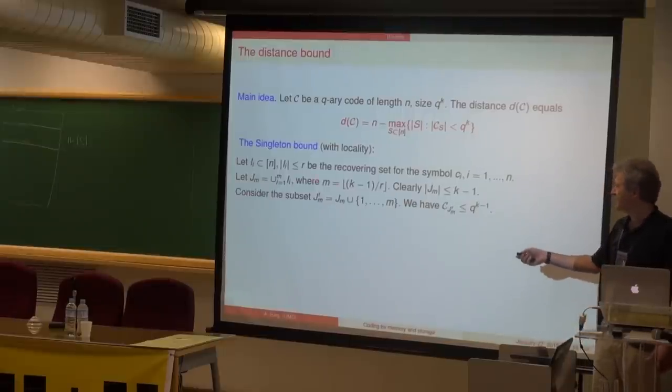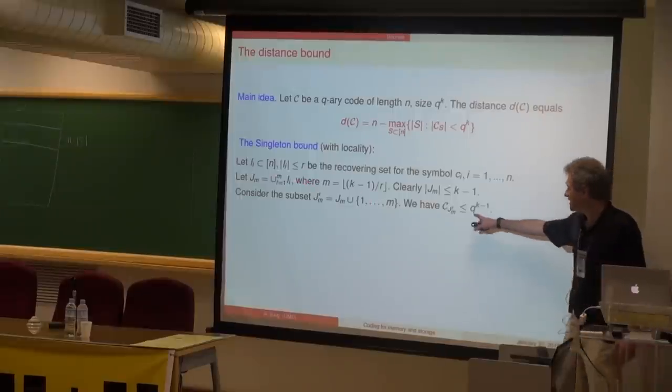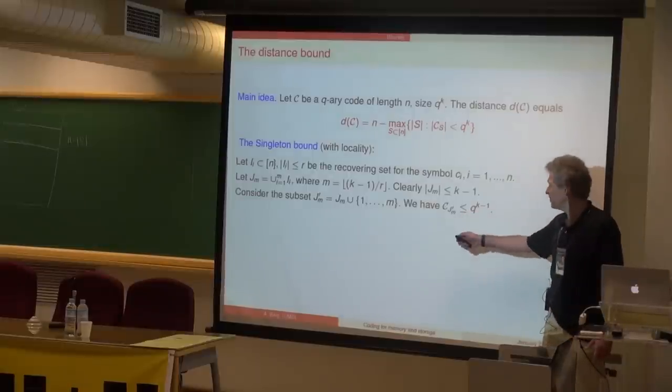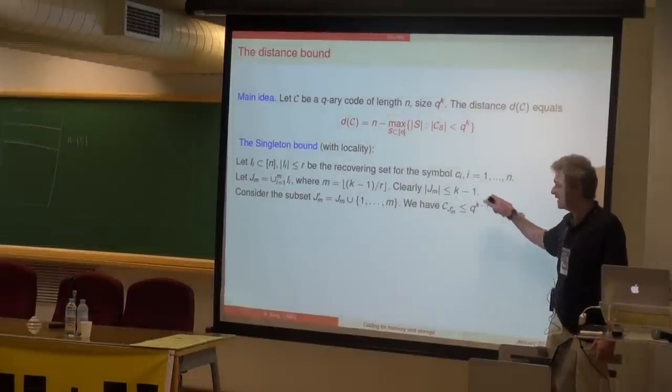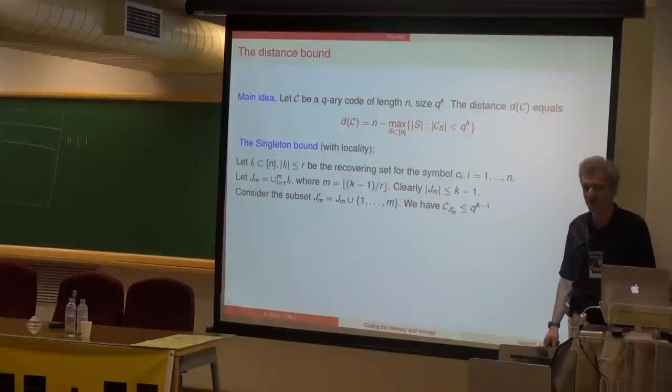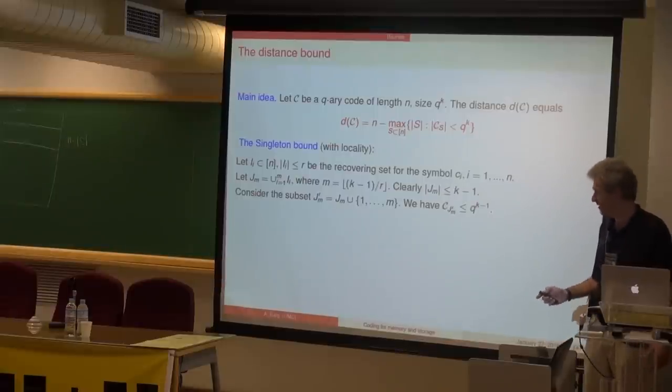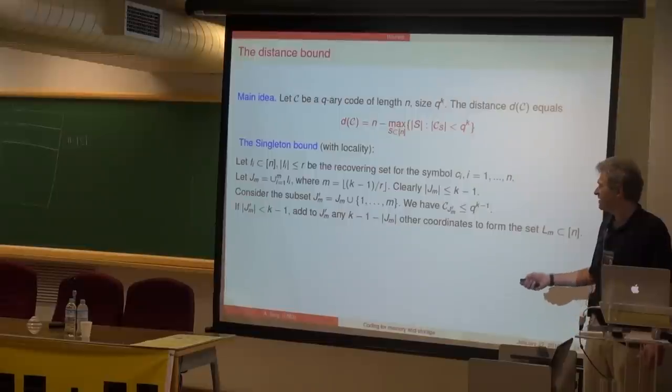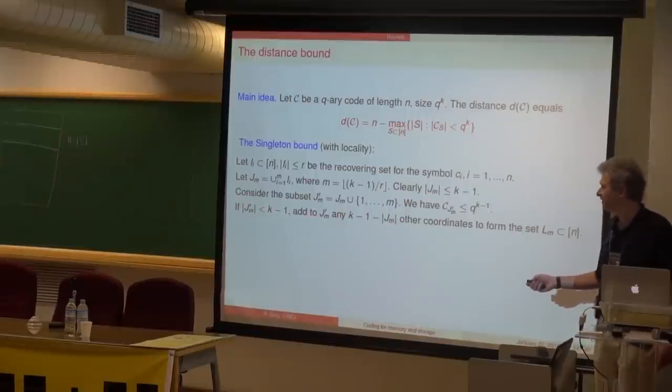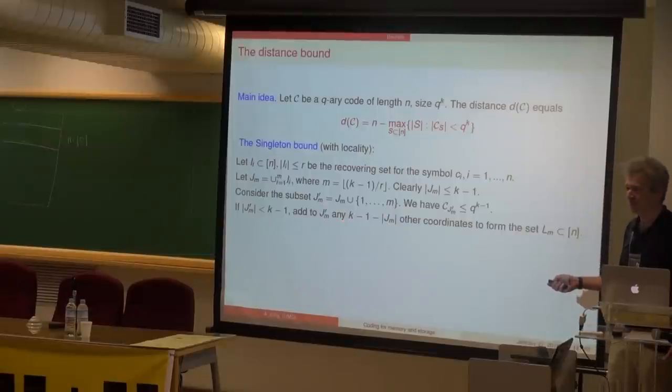Now, to that set J_m, let us add the coordinates themselves, 1 through m. Those coordinates depend on the recovering sets. And so the cardinality of the code, restricted to J_m prime, to this new set, is still less or equal than q to the power k minus 1. We don't have everything. It may be that J_m prime is already size k minus 1, maybe not. And if not, we just supplement it to k minus 1 by adding any coordinates. It does not matter. Let us say the resulting set is L_m.